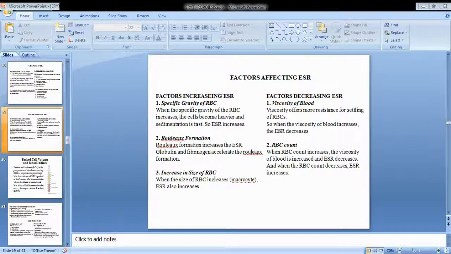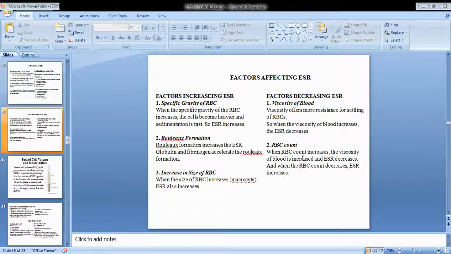Then again, the size of the RBC. These are all abnormalities. When the RBC increases in size it is called a macrocyte. Then also ESR increases. Next, viscosity of the blood. Viscosity offers resistance for settling of RBC. So when the viscosity of blood is increased, it will not allow the RBCs to settle down fast. So when the viscosity increases, ESR decreases.